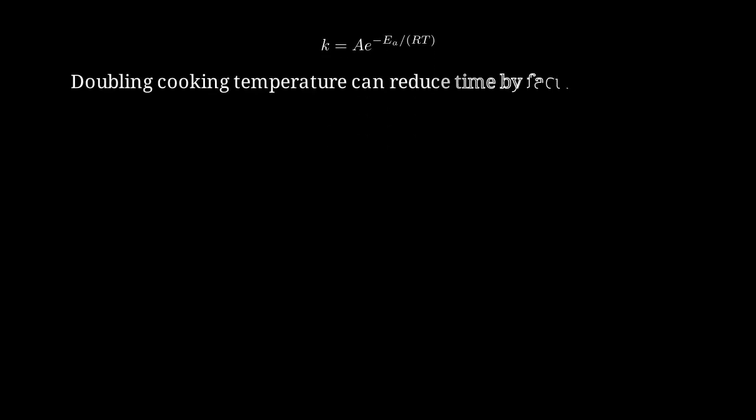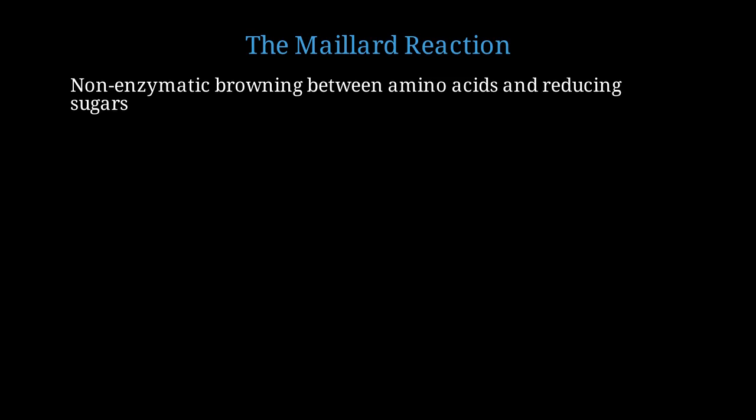Due to the exponential relationship, even small temperature increases dramatically speed up reactions. This is why pressure cookers work so well. If you sauté onions or meat before adding to borscht, you're taking advantage of the Maillard reaction. What is this? The Maillard reaction is a non-enzymatic browning reaction between amino acids from proteins and reducing sugars. It creates hundreds of flavor compounds.